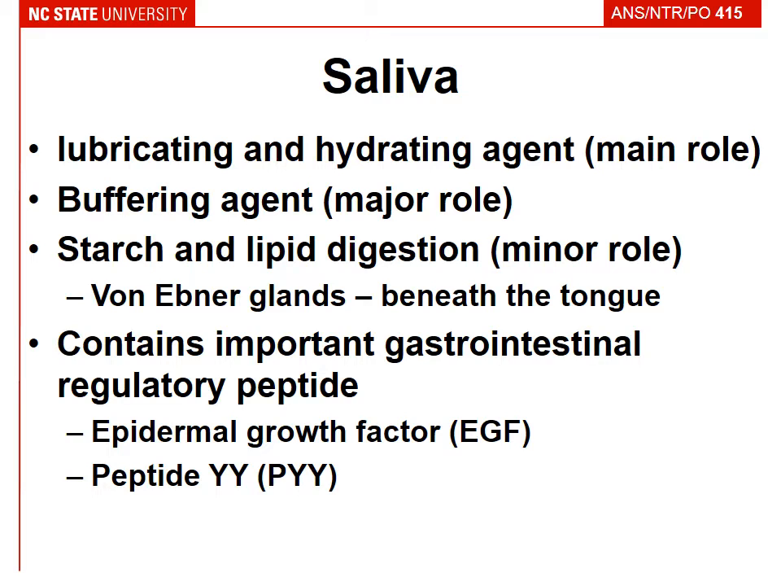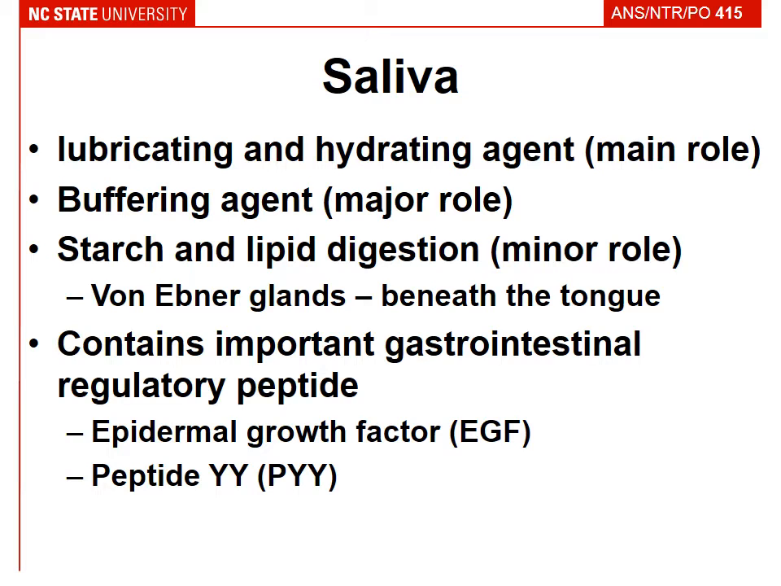Another major role is as a buffering agent. We have a lot of hydrochloric acid that is formed within the stomach, so we need to buffer that to maintain proper pH within the stomach or the rumen of the animal. We also have a minor role, which includes starch and lipid digestion. So much starch and lipids can start the digestion process.